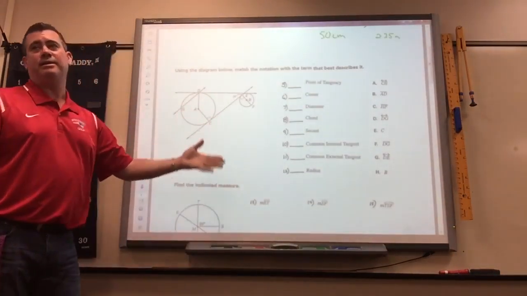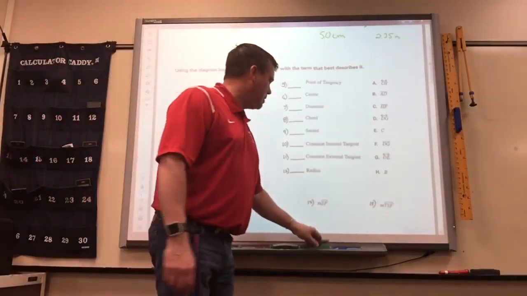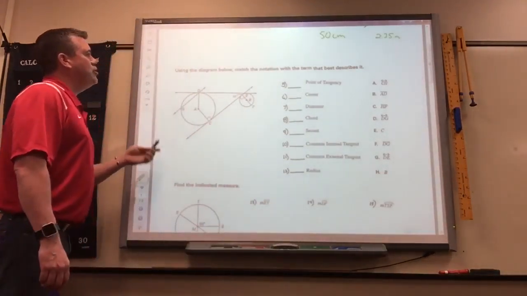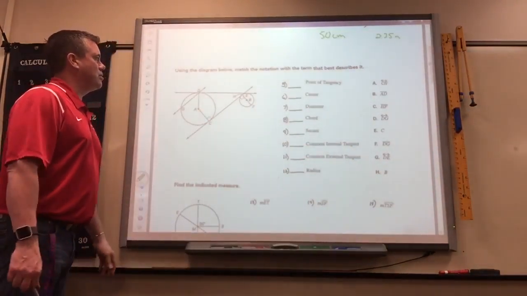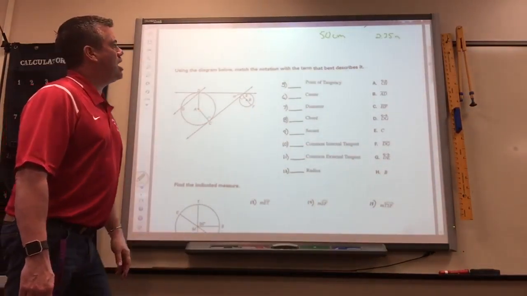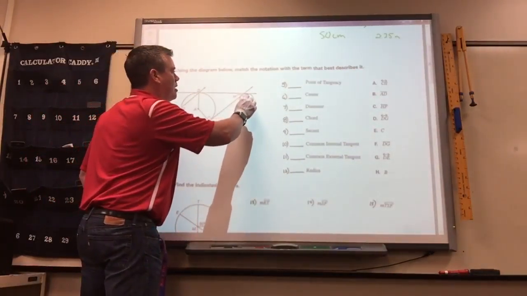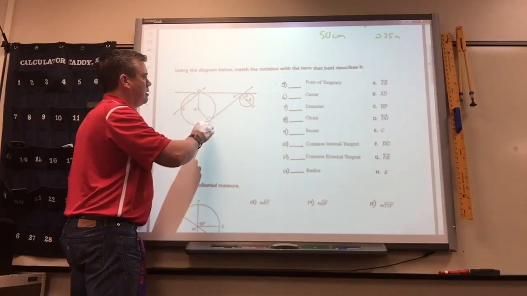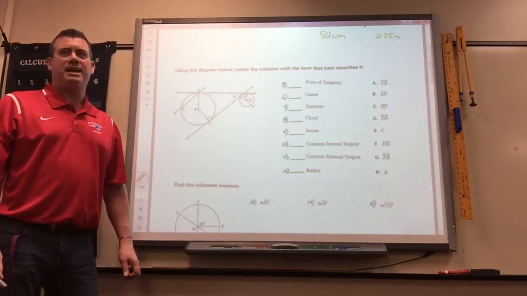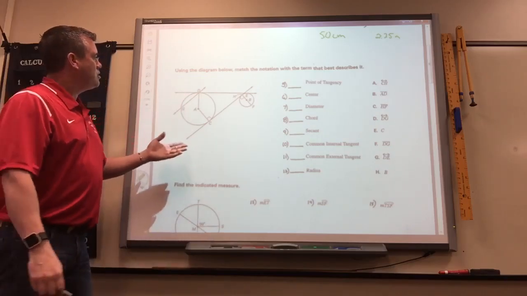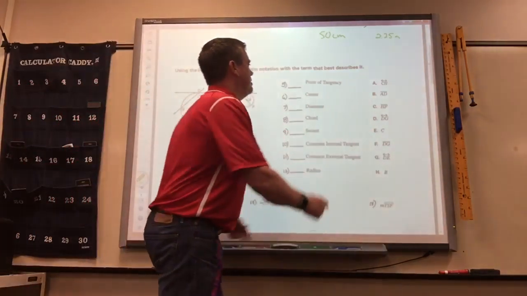This is like what we had in section 10.2, I think it was. You've got to match what they are to what the line is, or the picture. So a point of tangency is either there, there, there, or there. Point of tangency is where the tangent hits the circle. So D, E, C, or H. The only one they got of those is C.